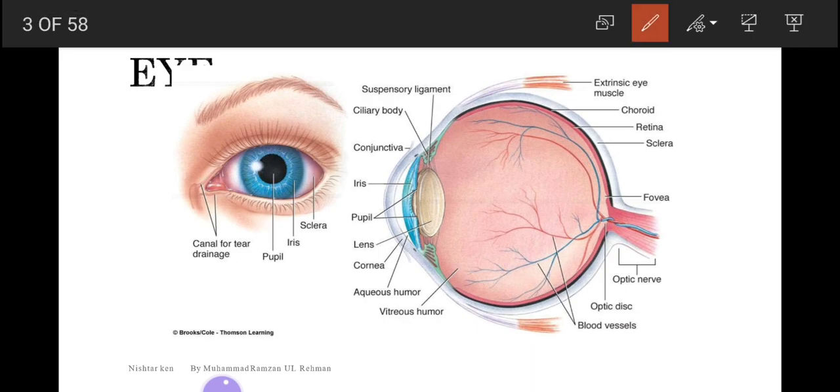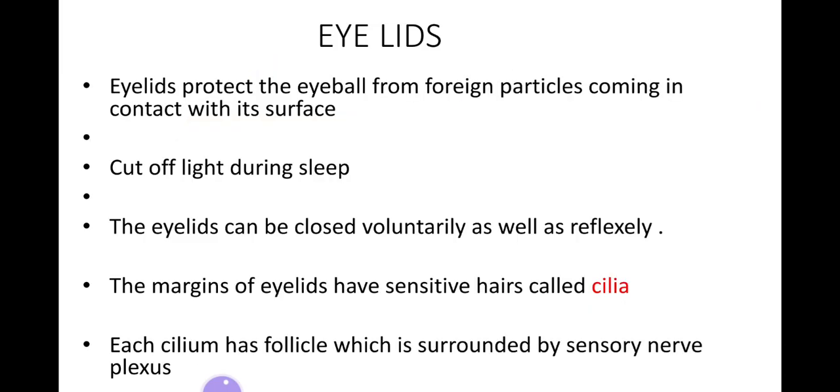It shows all the three layers that form the wall of the eyeball, that are the choroid, retina and the sclera, and in the front it shows the pupil, lens, and here is the cornea. And in the next slides we will study the further details of all the basic structures of the eye. First of all, we will study the eyelids.